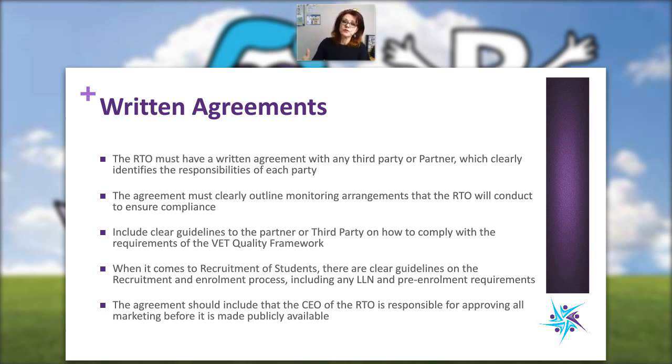We're responsible for issuing the certificates, we're responsible for assessment validation, we're responsible for ensuring that the evidence collected is sufficient to deem the student competent. So that, as an RTO, you still have to comply with all of the standards, and you need to ensure that that third party is doing that as well. The agreement must clearly outline the monitoring arrangements that the RTO will conduct to ensure compliance. So you should be conducting audits and annual audits of the other training provider, to ensure that they are actually complying with your standards.